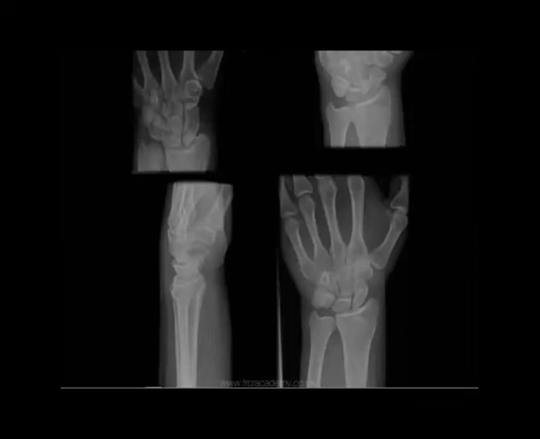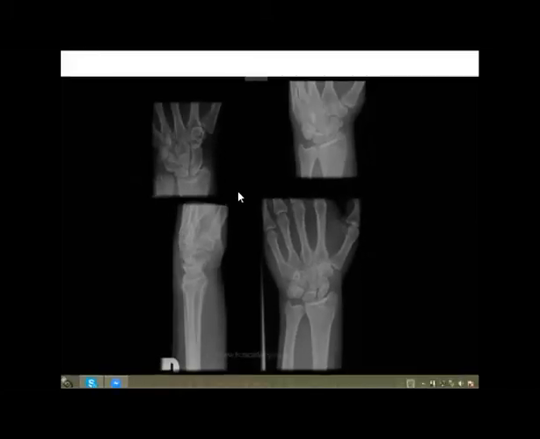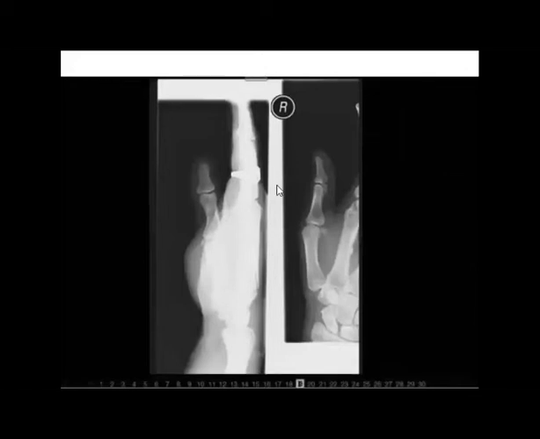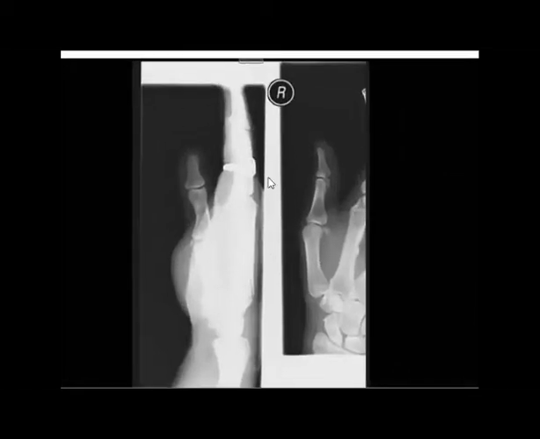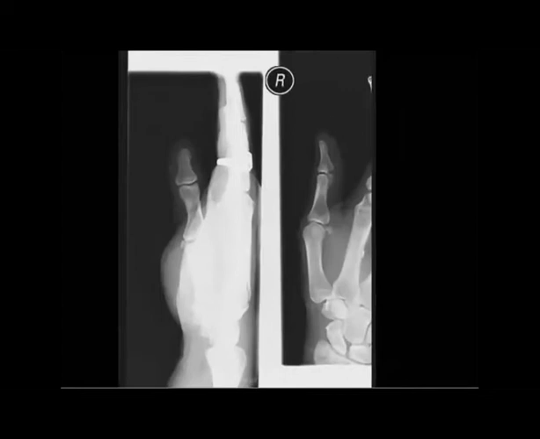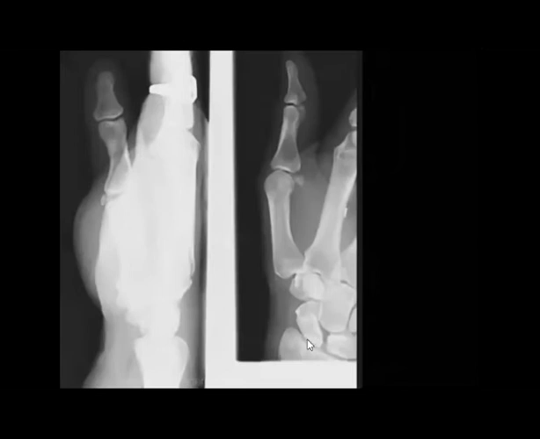Where is the abnormality here? Again? Yeah, the radius. Perfect. I imagine that you want to tell me the answer, so yeah, I agree with you. Here it will be the styloid. Perfect. Styloid process fracture.